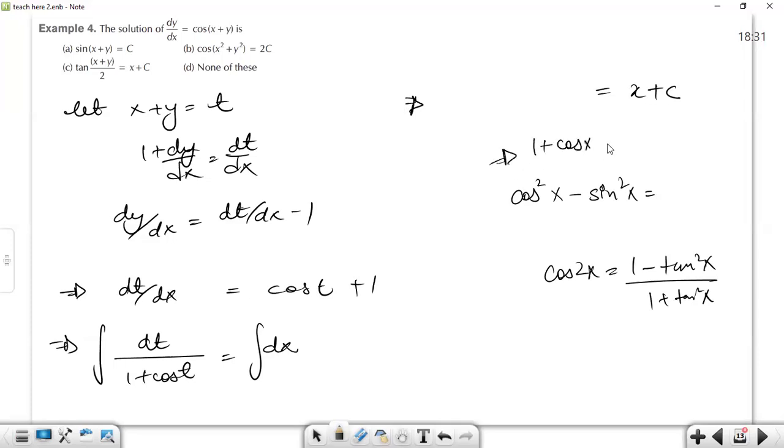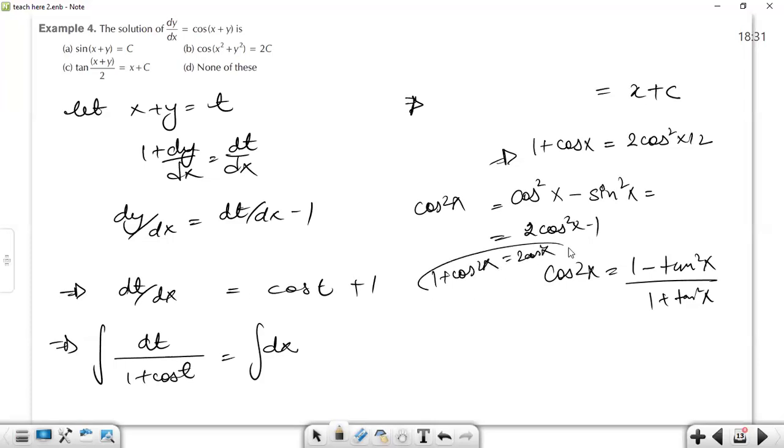Yes, 1 plus cos x can be written as 2 cos square of x by 2. How? This is the formula of cos 2x, which can be written further as 2 cos square of x minus 1. So 1 plus cos 2x will become 2 cos square of x. And if we halve the angle, the formula will become like this. Okay, clear how we have written this?